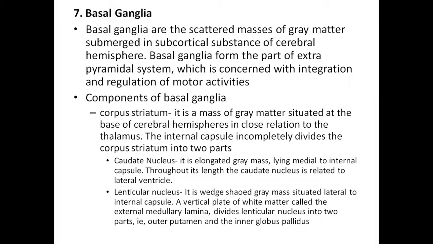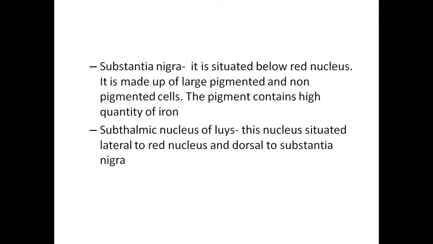Lentiform nucleus. It is the wedge-shaped gray mass lateral to the internal capsule. A vertical plate of white matter called external medullary lamina divides the lentiform nucleus into two parts, that is, outer putamen and inner globus pallidus. Substantia nigra. It is situated below the red nucleus. It is made up of large pigmented and non-pigmented cells. The pigment contains a high quantity of iron. Subthalamic nucleus of Luys. This nucleus is situated lateral to the red nucleus and dorsal to the substantia nigra.